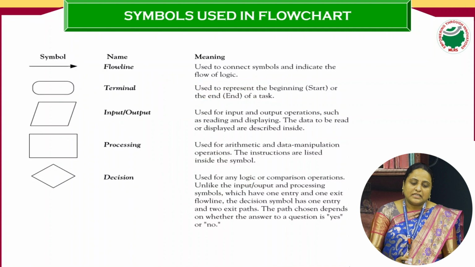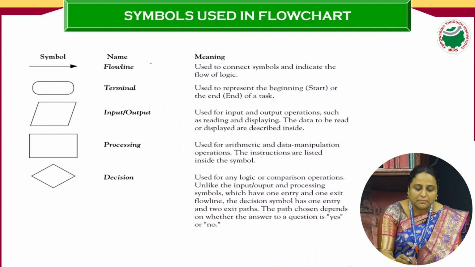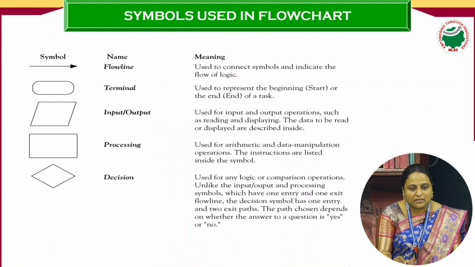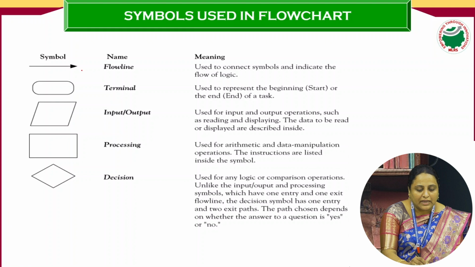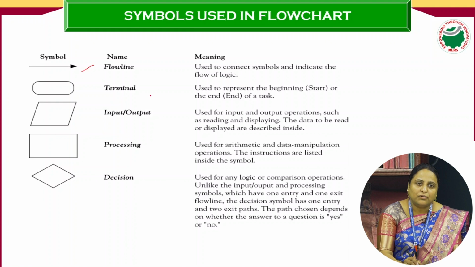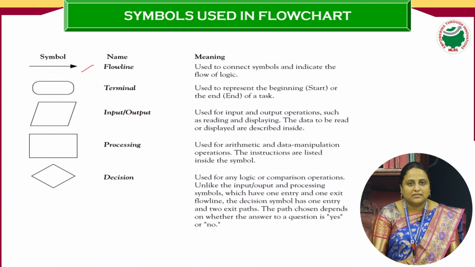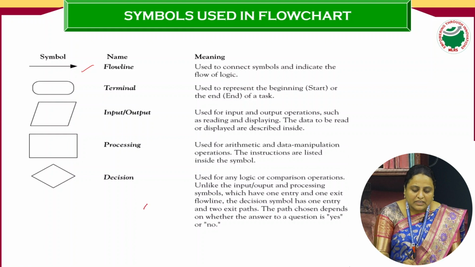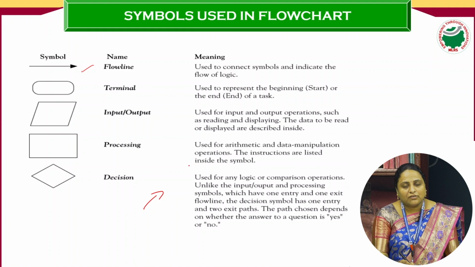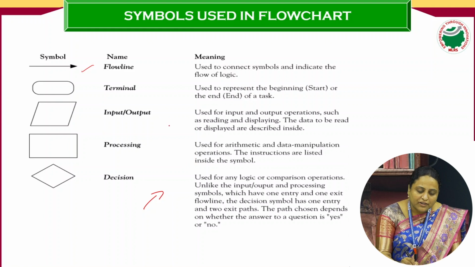Here you can see the symbol, the name of the symbol, and the use of that particular symbol. So the first symbol is the arrow. The arrow represents a flow line. Whenever you see an arrow, it represents a direction, in which direction we need to go. Similarly, here also it represents the flow. So whenever you are drawing an arrow from one symbol to another symbol, you can see the flow is going in a downward direction.